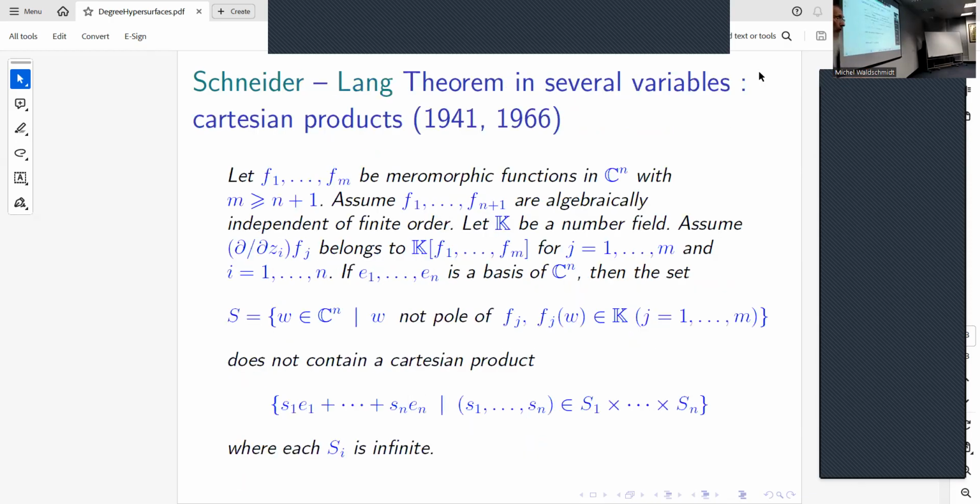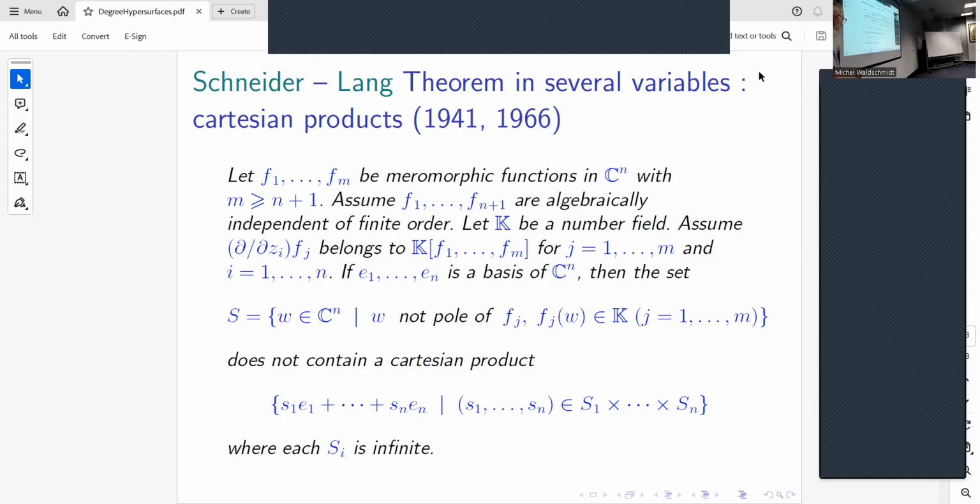If we want to deal with several variables, then there is a result of Schneider-Lang, which is very similar to what I have seen before. Instead of taking meromorphic functions in C, we take meromorphic functions in C to the n, and we assume that n plus 1 of these functions are independent. We have a number field. We have the differential equations, which are essentially the same. And we look at the basis of C to the n, and we say that the set S does not contain the Cartesian product like this one.